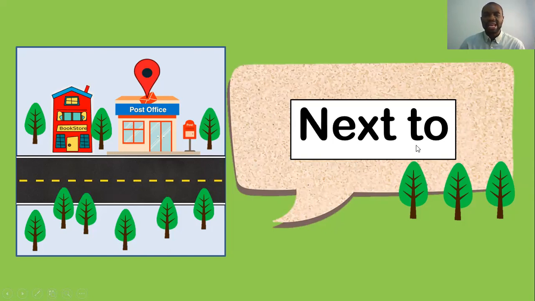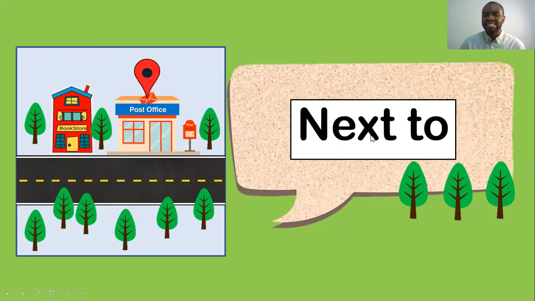Next to. Where is the post office? This is the post office. It's next to the bookstore. The post office is next to the bookstore. The bookstore is next to the post office. Okay, next to.